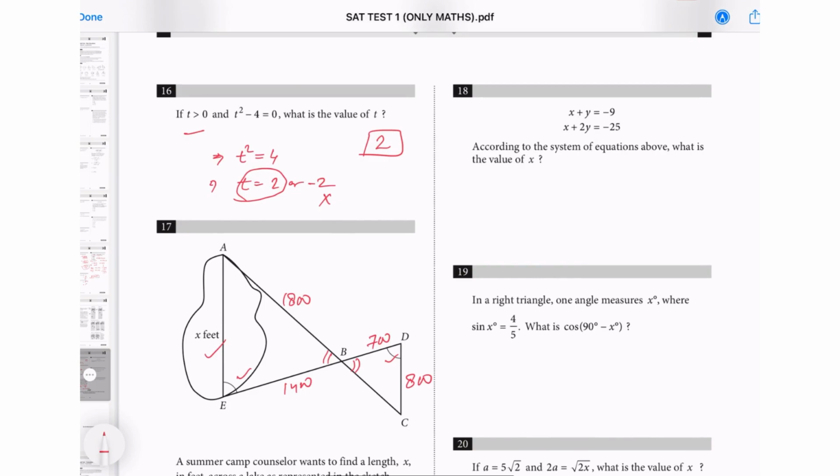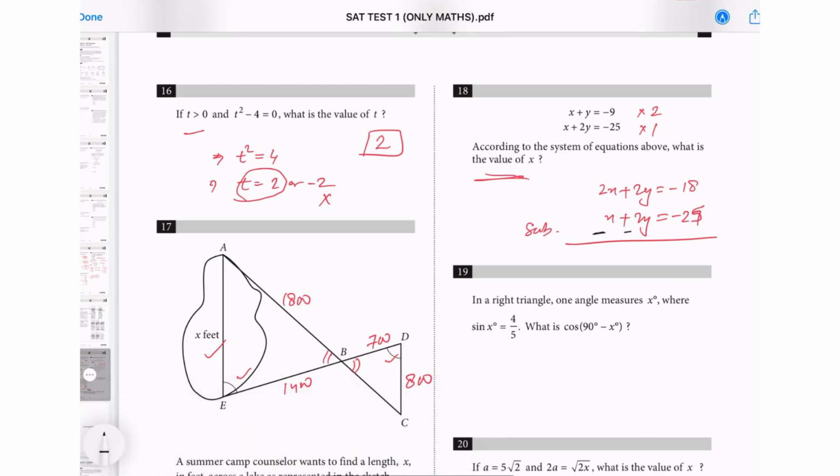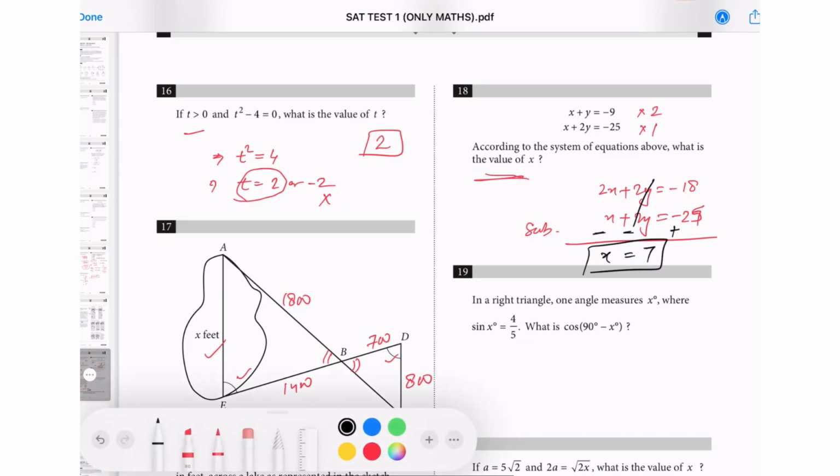Now, what is the value of x? Straight away we need to find the value of x over here. So what I will do, I will just equate the coefficient of y by multiplying the first equation by 2. I get 2x plus 2y equals minus 18 and x plus 2y is equal to minus 25. Then we subtract the second equation from the first equation. Whenever I subtract, I just change the sign of the second equation. These two will cancel out. Here I get x equals 7, which is the only answer.